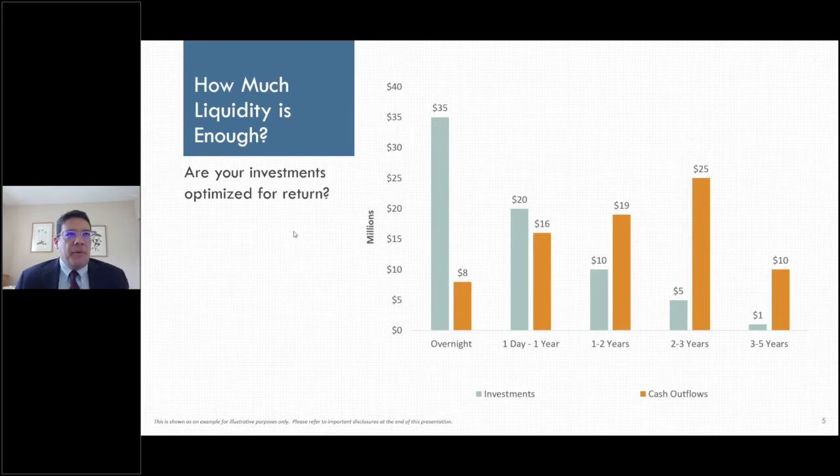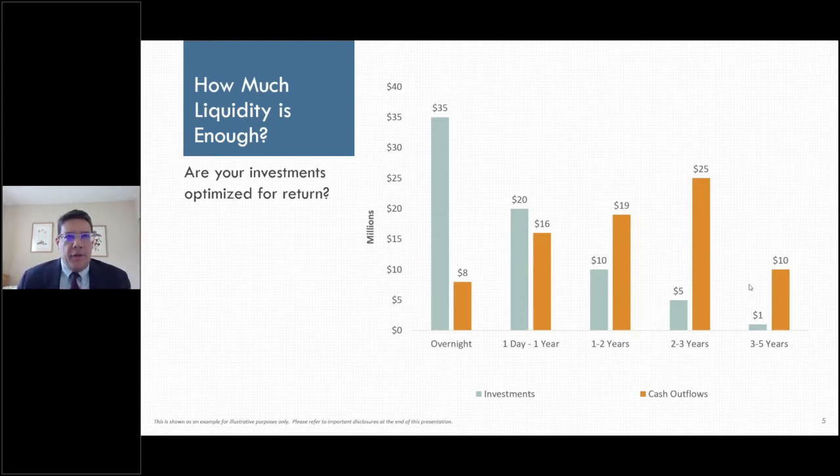Same story here. We flip forward one page and the question changes. Are your investments optimized for return? And it's the exact same chart you were looking at earlier. And the answer here, generally speaking, is no, it is not. And the reason we say that is because for local governments in the state of California, you are effectively limited to investing in fixed income securities. You're a player in the bond markets.